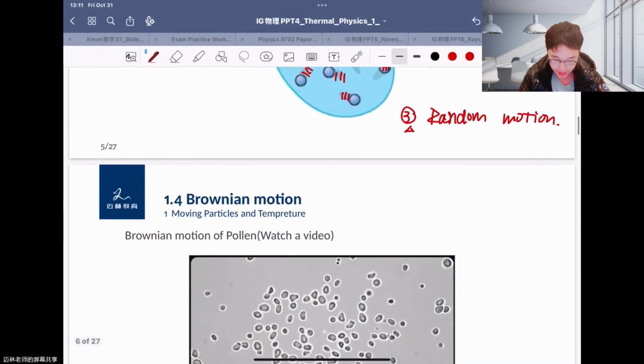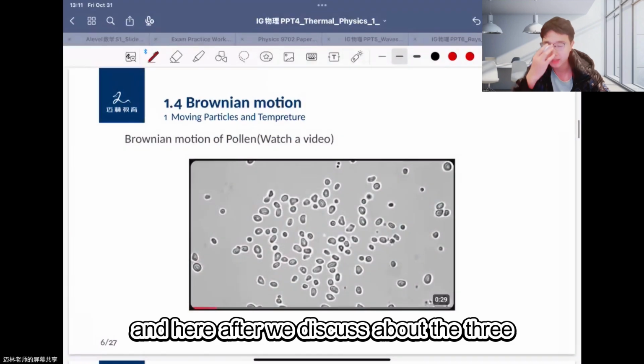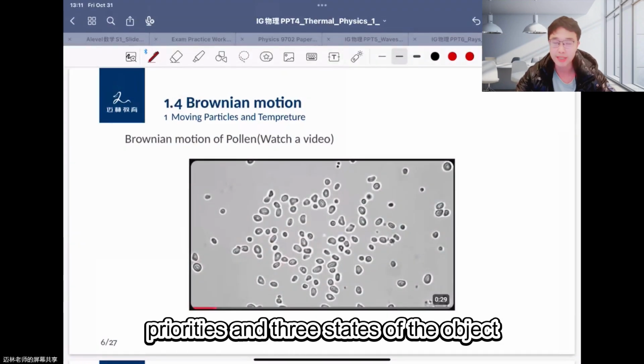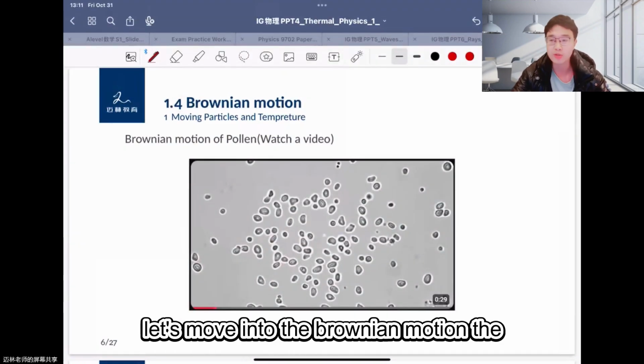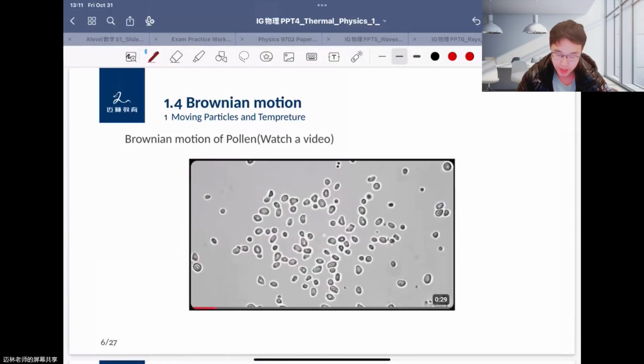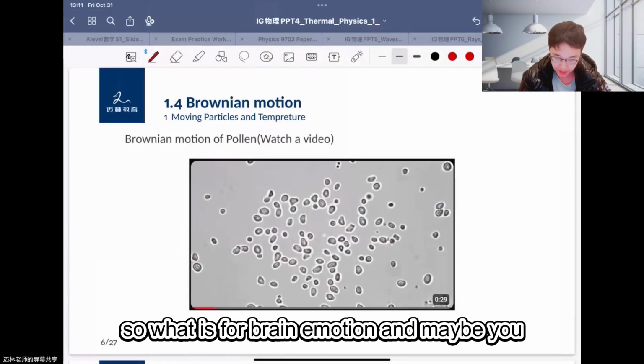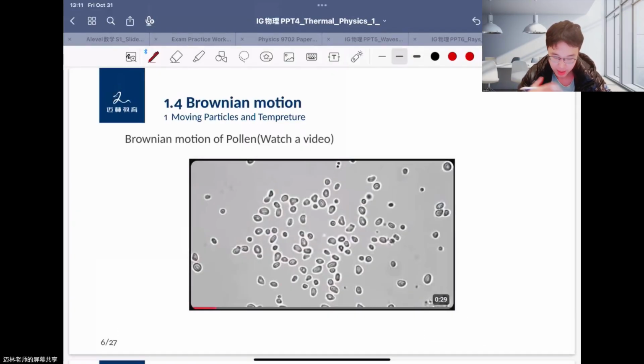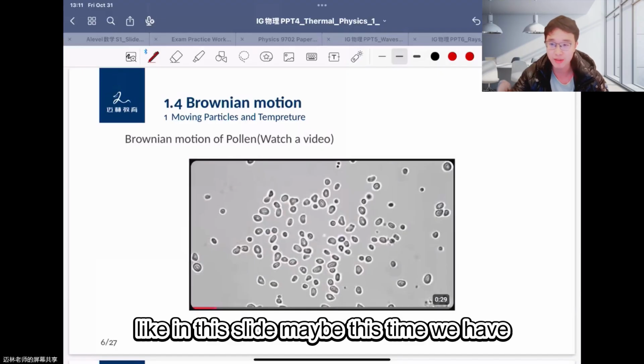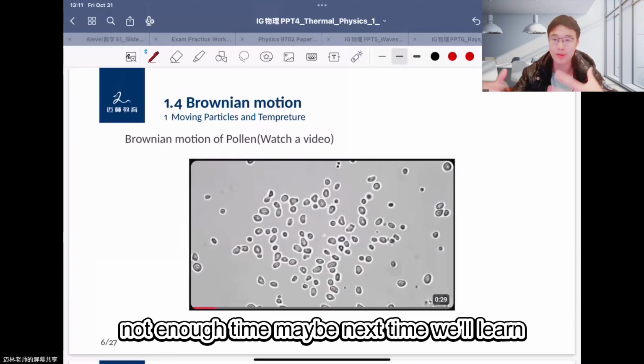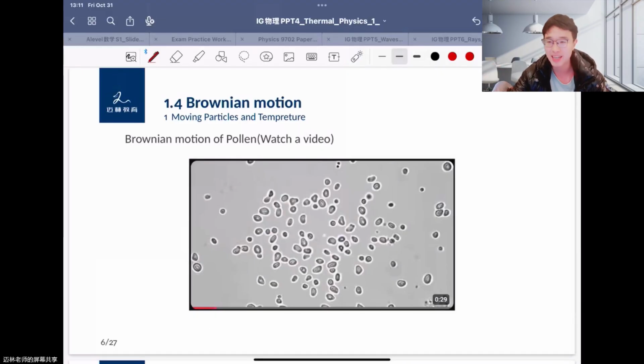Okay, after we discuss the three properties and three states of matter, let's move into the next part, Brownian motion. So what is Brownian motion? Maybe you can see some videos in the slide, but this time we do not have enough time. Maybe next time you will learn about Brownian motion or see the Brownian motion video.